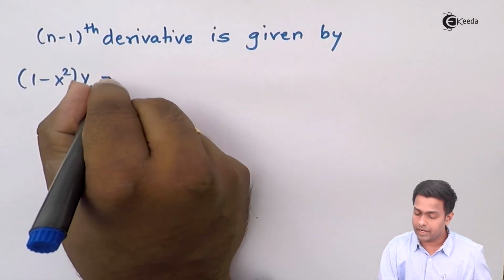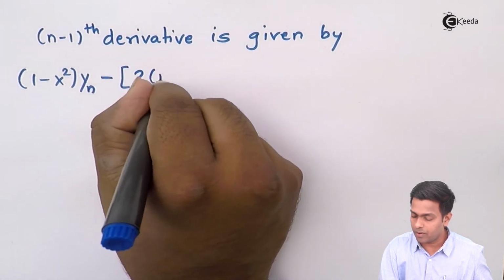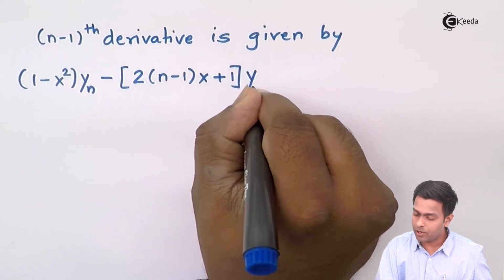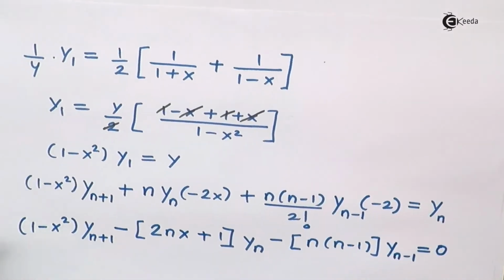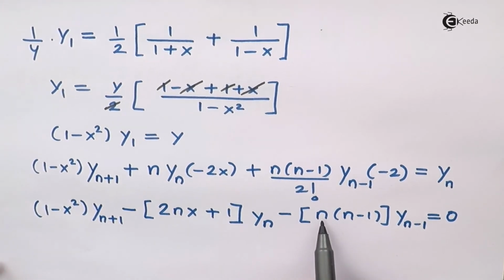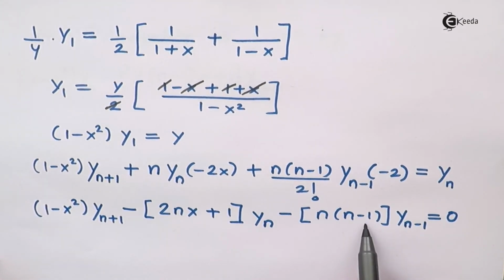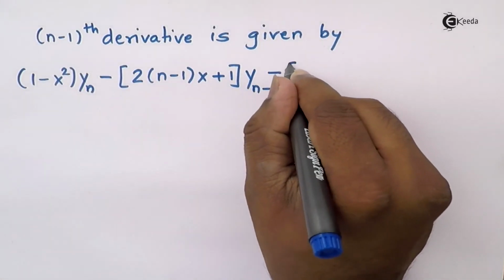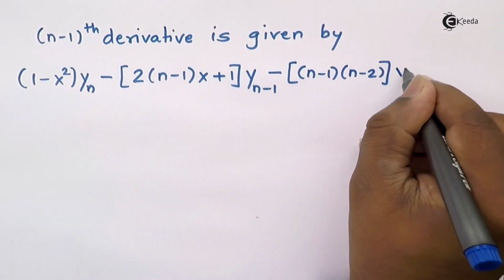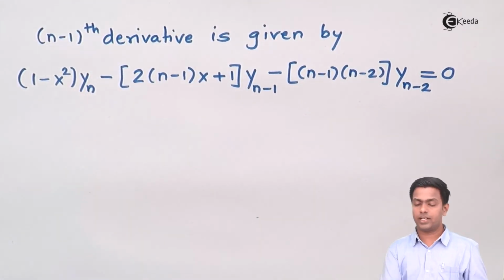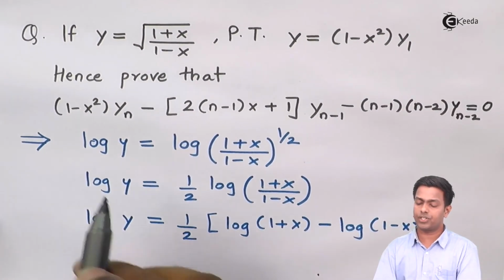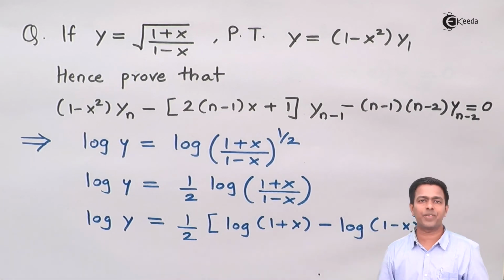So we'll get negative 2 into n minus 1 into x plus 1 into y of n minus 1. Next, here if I reduce this by 1, I'll get n minus 1. Here I'll get n minus 2. And here we'll get n minus 2 if I reduce it by 1. And now guys, if you compare this answer with the question, it is exactly matching. So here we have proved the result.